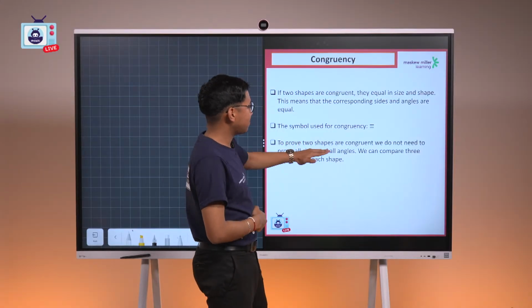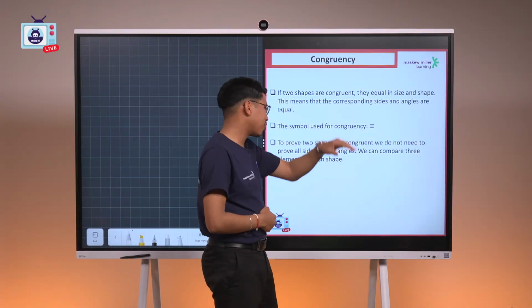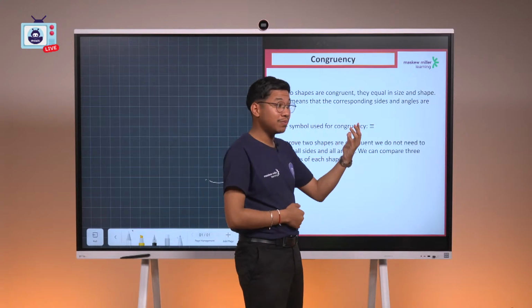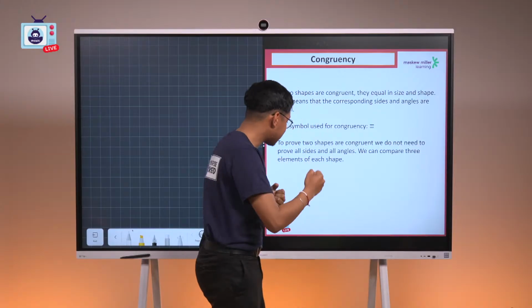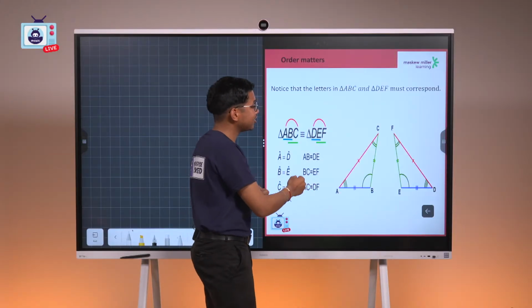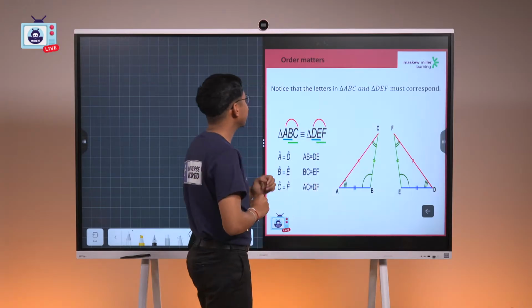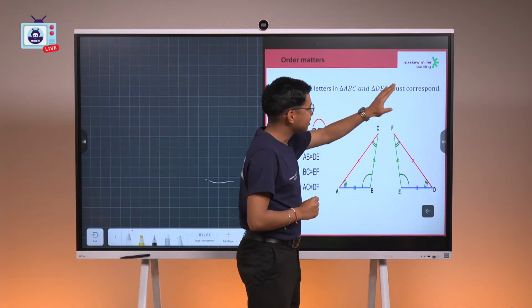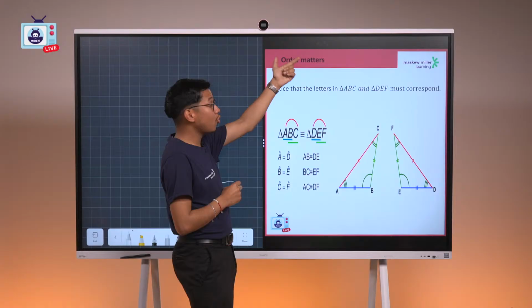To prove two shapes congruent, we do not need to prove all the sides and all the angles. We compare three elements of each shape using what? The conditions and the cases of congruency. So we're going to get straight into an example. But before we get there, I want to emphasize that the letters in triangle ABC and triangle DEF must correspond. Here's a note: order matters.